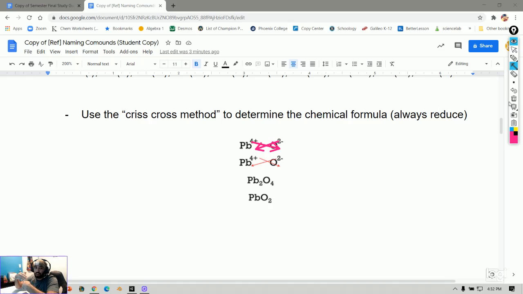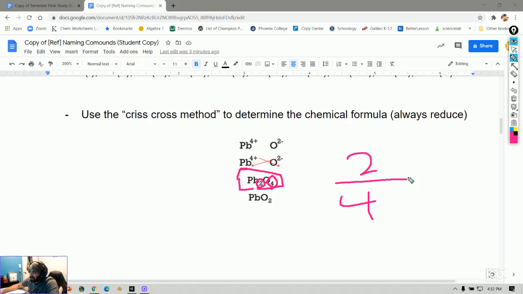You cross them. Where most students make their mistake is they try to make this a negative 2, because this was a negative 2. You don't bring down the charge, you just bring down the number. And you end up with Pb2O4. Don't forget you can always reduce if possible. So 2 and 4 here can both be divided. 2 over 4 is the same thing as 1 over 2, because you divide both the top and bottom by 2. So this is Pb1O2.